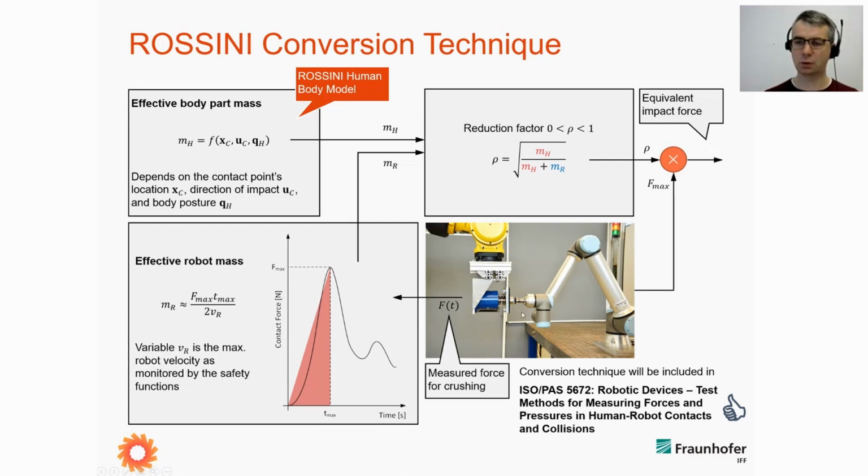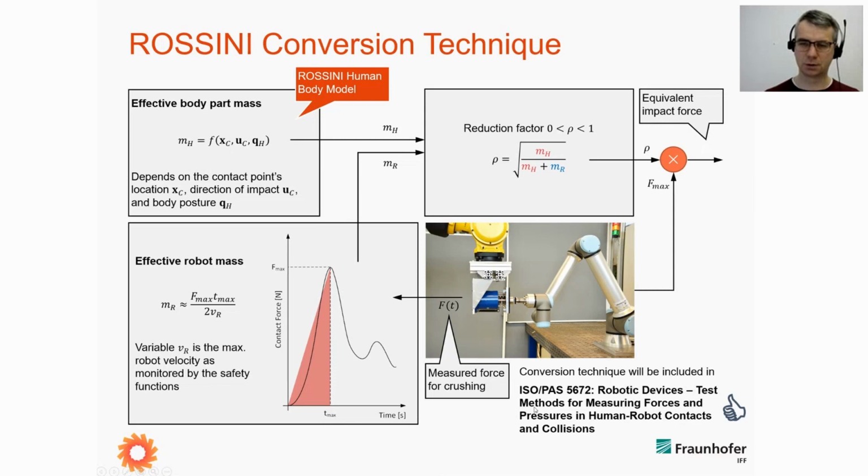So this methodology will also be included in the ISO PAS 5672. This is an upcoming normative deliverable from ISO, which will set the requirements for doing these measurements, these collision tests with robots. And what's really an advantage for us is that I'm the convener of this working group, ISO TC299 working group 8. And we are currently working on this project.